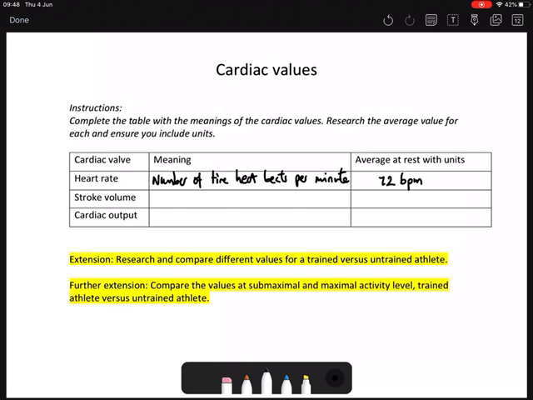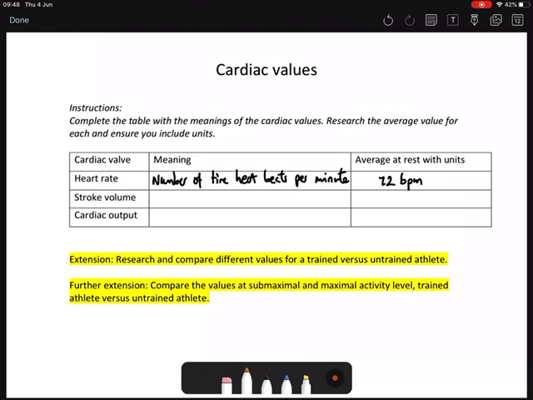So it's the number of times your heart beats per minute. And if you want to go on further, you could research the difference between someone like Mo Farah and yourself and compare what your resting heart rates might be and then why that might be the case.